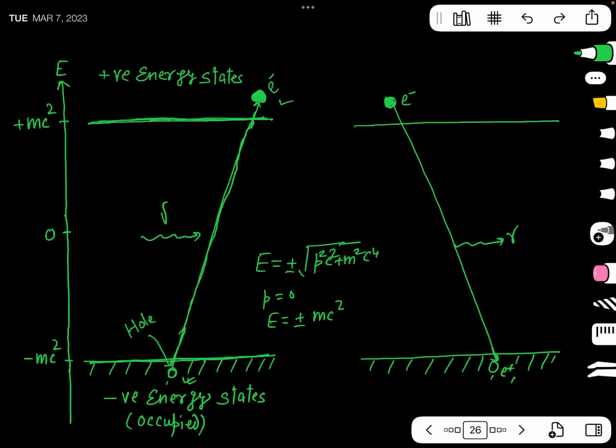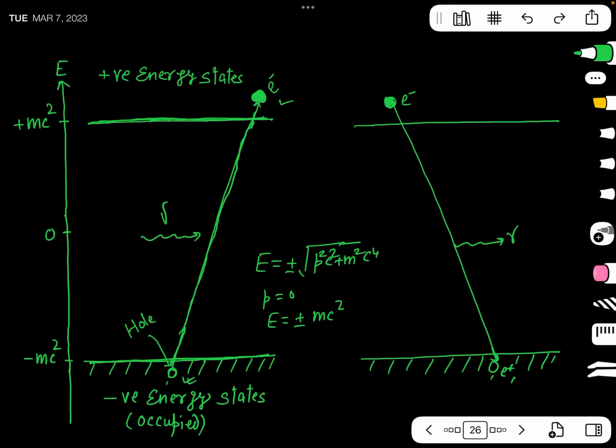I have shown it here. In fact, in the first figure you can see that an electron has been transferred due to the interaction with the gamma photon to the positive energy state, and a hole is created in the negative energy state. But as I have told you, this hole does not last long. Its mean life is very short. Why is its mean life very short?